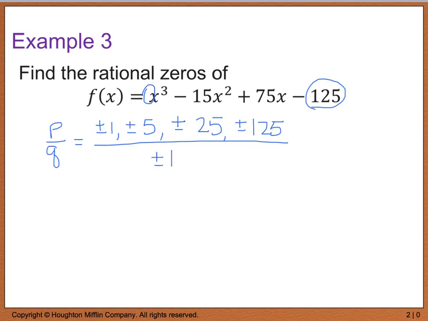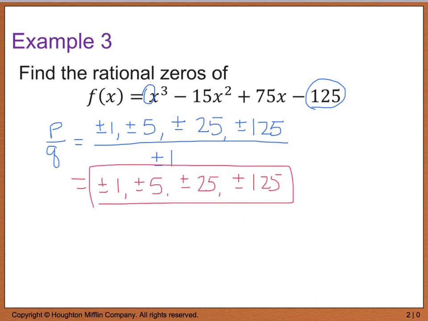So what this tells me then is my possible rational zeros are going to be plus or minus 1, plus or minus 5, plus or minus 25, or plus or minus 125. So again, I have 8 possibilities to choose from. When I graph this on my calculator, I see that I have a 0 at x equals 5. And then I'm going to go ahead and do synthetic division to see if I have any other zeros.